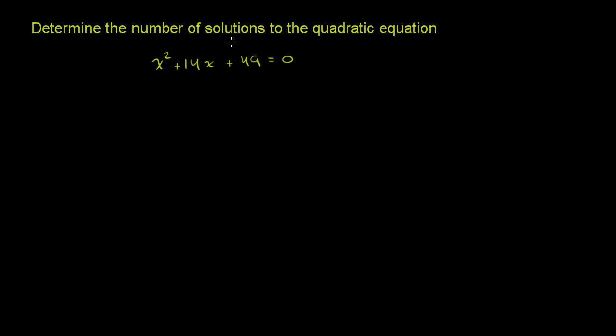Determine the number of solutions to the quadratic equation x squared plus 14x plus 49 is equal to 0. And there's a bunch of ways we could do it. We could factor it and just figure out the values of x that satisfy it and just count them. That'll be the number of solutions. We could just apply the quadratic formula.